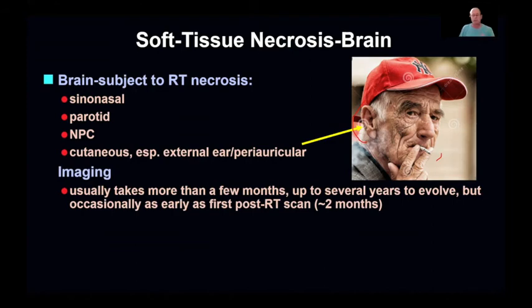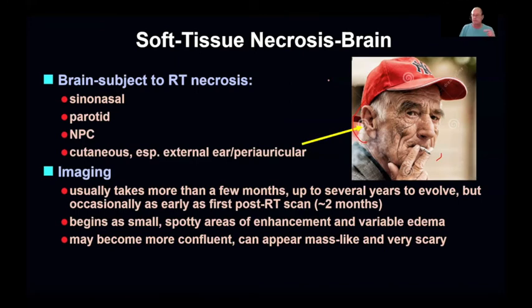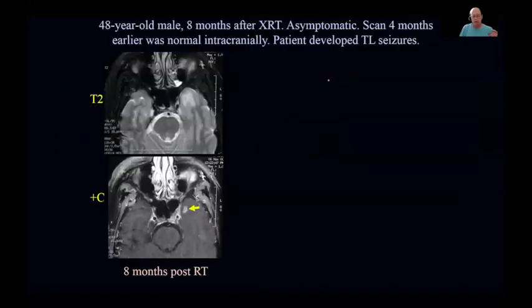So what are we looking for in terms of imaging? Well, this usually takes at least several months to occur. Same thing with bony necrosis, but can evolve up to several years, and occasionally as early as the first post-radiation scan. It usually begins as small spotty areas of enhancement with a variable degree of edema and typically progresses, becoming more confluent, and it can occasionally become very scary and mimic a tumor.